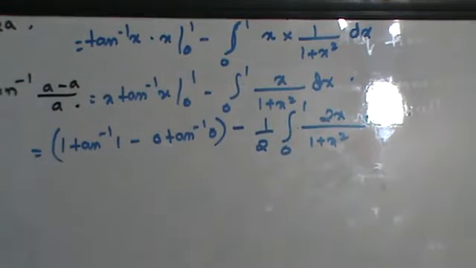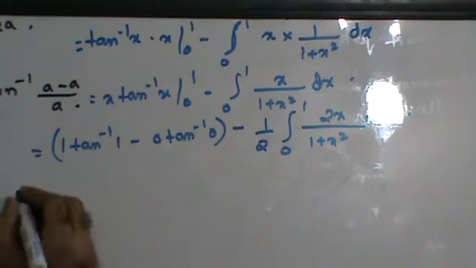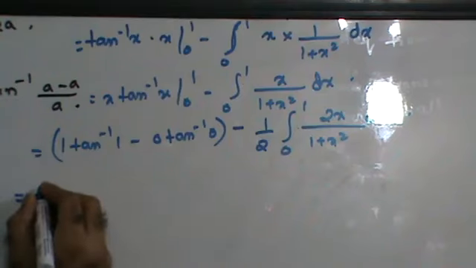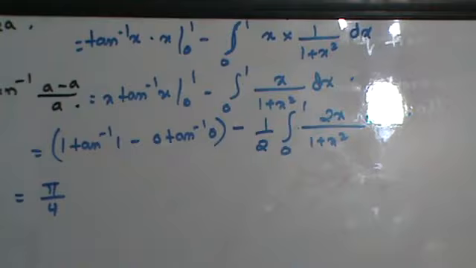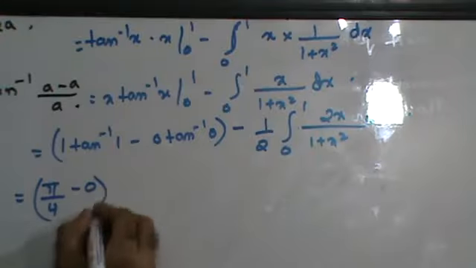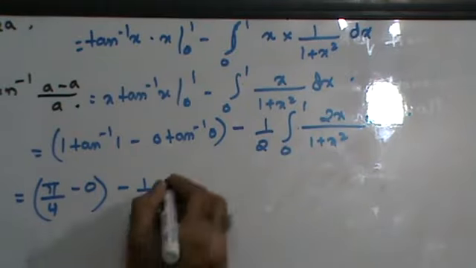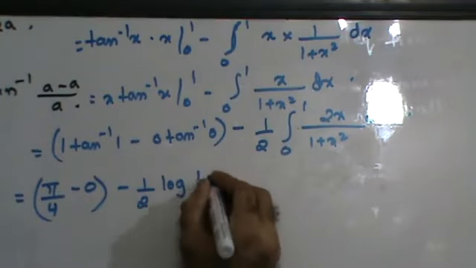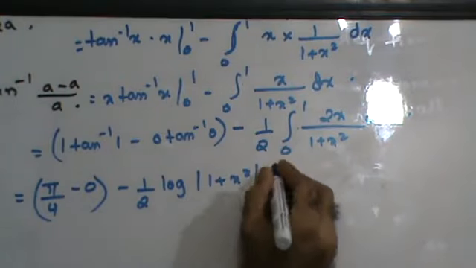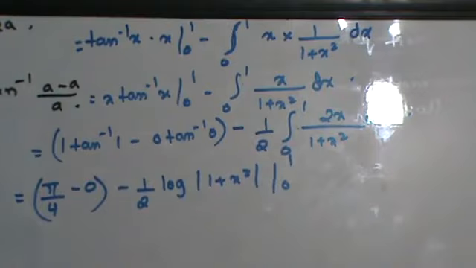Why did I do that? Because d by dx of 1 plus x square is 2x. So that I could make the numerator to be the derivative of the denominator. 1 as it is. Tan inverse of 1. We know that tan 45 is 1. So tan inverse of 1 will be 45. Anything multiplied by 0 is 0. 1 by 2. The term in the numerator is derivative of the term in the denominator. Therefore, this will be log mod of denominator when the limits are between 0 to 1.